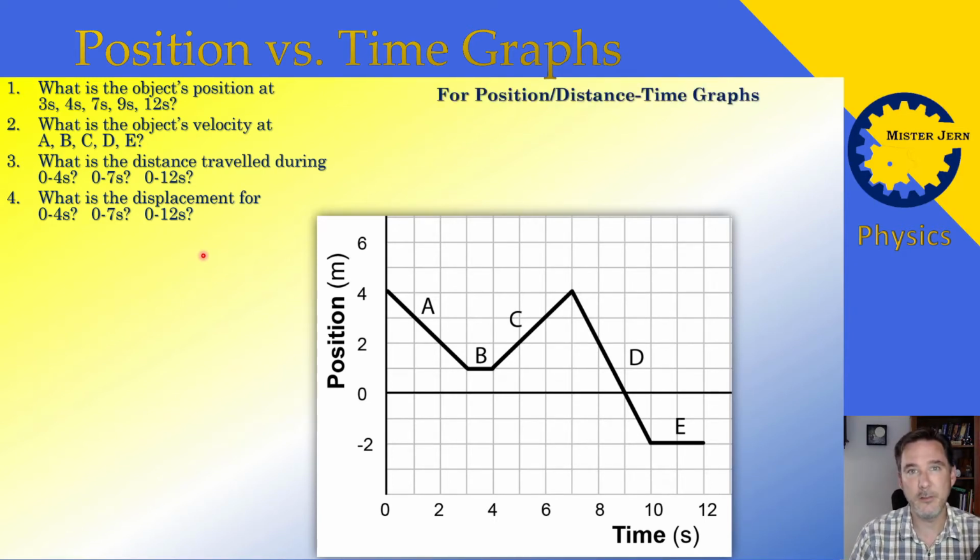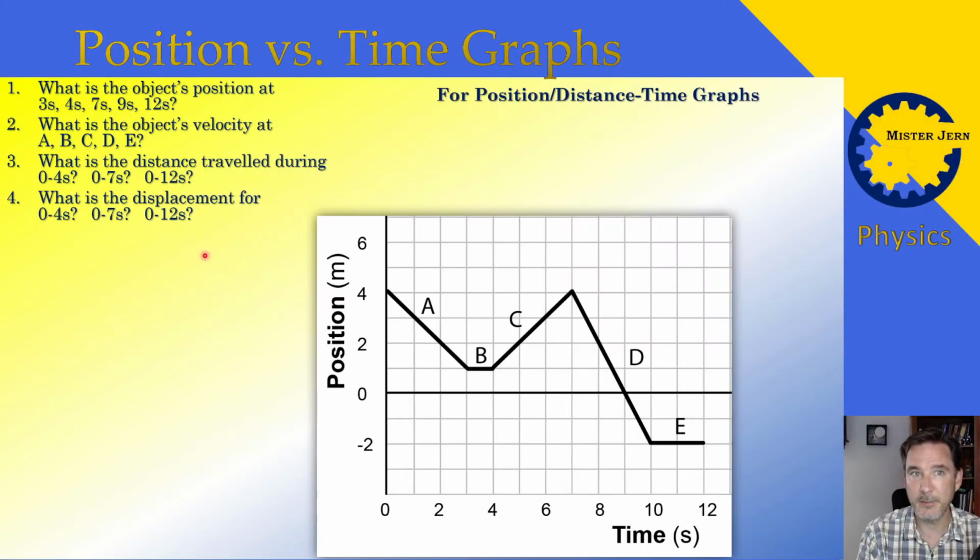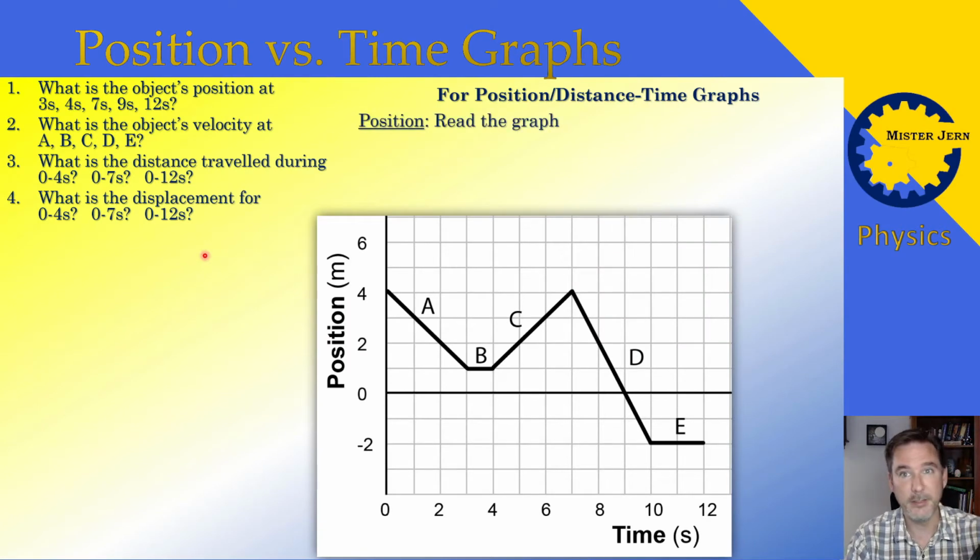First of all, this applies to position or distance versus time graphs, not any other kind of graph because of the relationship between the 2 variables. So to get position on a position time graph, you simply read the graph. So we need to find the object's position at 3 seconds, 4, 7, 9, and 12 seconds. So I notice that position is on the y-axis and time is on the x-axis. So if I want to know the position at a certain time, like for example 3 seconds, I go over to 3 seconds and I see that the position of the object is at 1 meter.